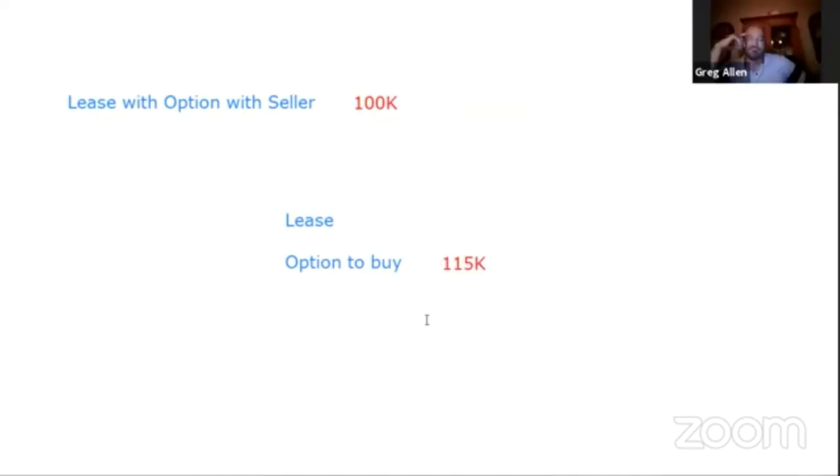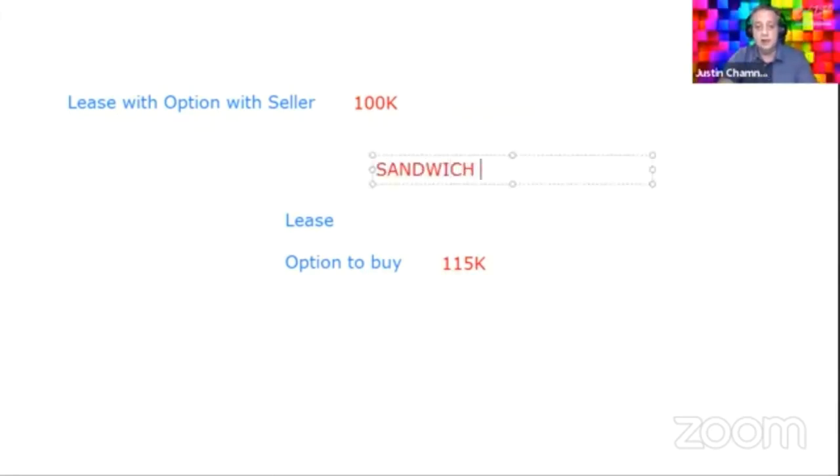Now, the option with the seller, let's say the option with the seller that you had was to buy the house at $100,000 sometime in the next 36 months, okay? Now, you have a lease with the tenant buyer and an option for them to buy it from you at $115,000 sometime in the same term, 24, 36 months, okay? So there's $15,000 in profits, all right? Now, you're in the middle here, though.